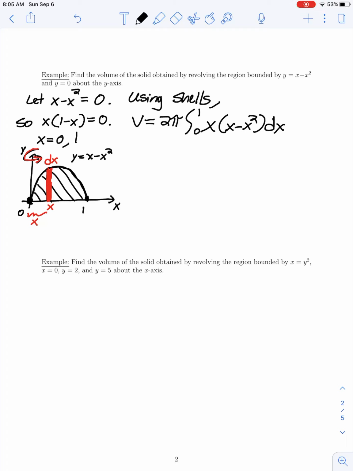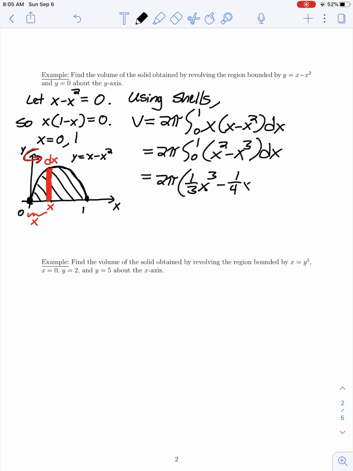So in order to evaluate this, let's start by distributing the factor of x inside of our integral. So we have 2 pi, the integral from 0 to 1 of x squared minus x cubed dx. So for an antiderivative, we have 2 pi times 1/3 x cubed minus 1/4 x to the 4th. And we're evaluating from x equals 0 to 1.